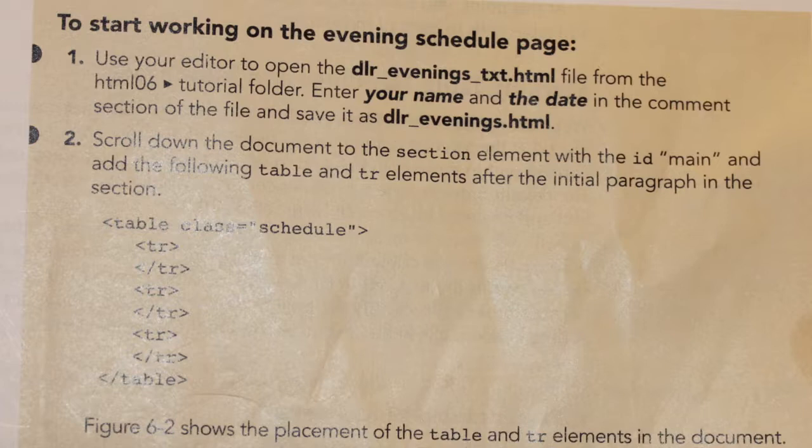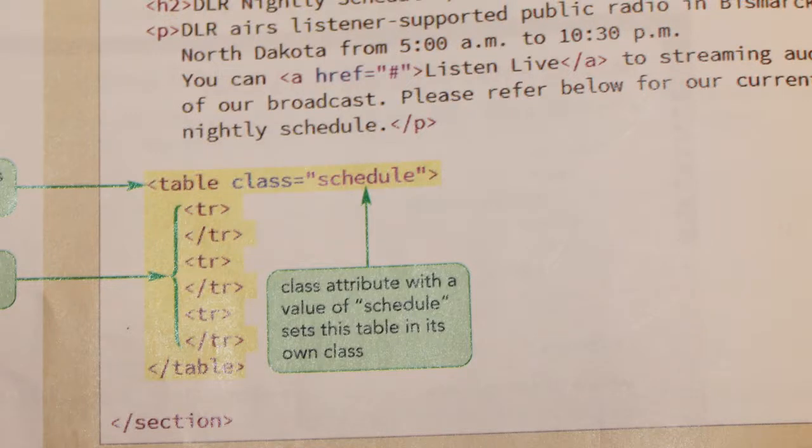Now, once we've implemented that, you're still in DLR_evenings HTML. You're still in that one. We're going to primarily be coding and working out of that one. Okay, where it says DLR nightly schedule, right below that you see that paragraph is closed. You're going to add the table class in the schedule.